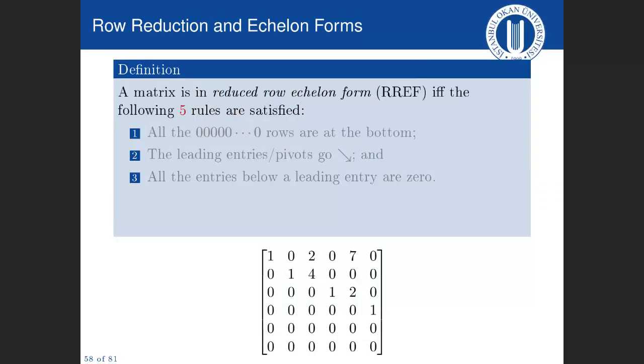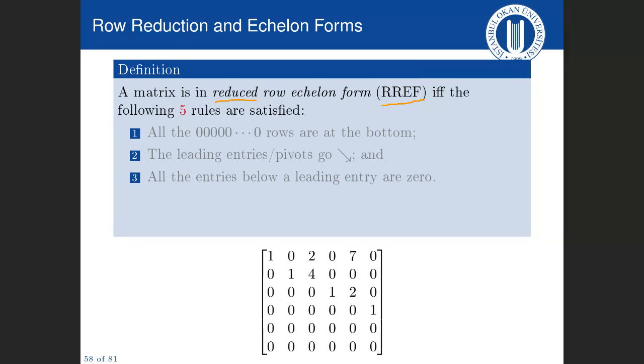We also have another thing which is called reduced row echelon form. Not just row echelon form, but reduced row echelon form. I'm going to be abbreviating that as RREF. And for RREF, we have to satisfy 5 rules. The first 3 are the same.